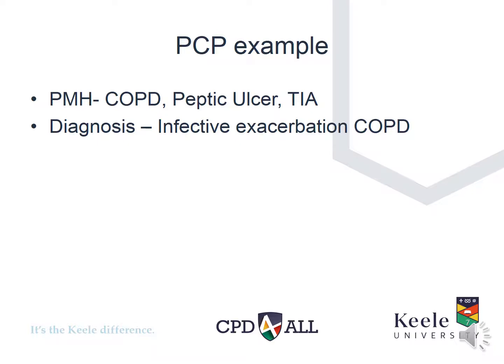So now we're going to look at a pharmaceutical care plan. Example: COPD, peptic ulcer, TIA in the past medical history, and a diagnosis of infective exacerbation of COPD.